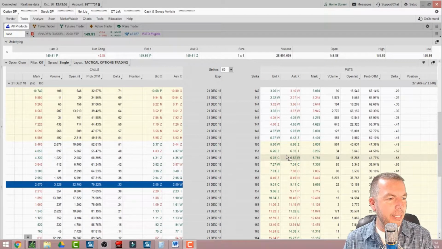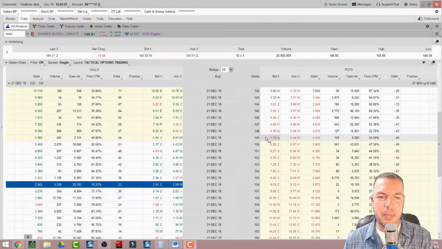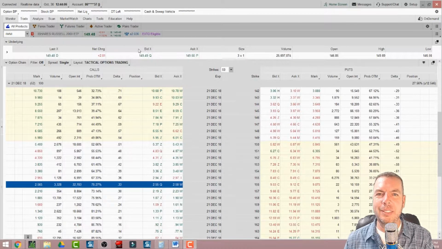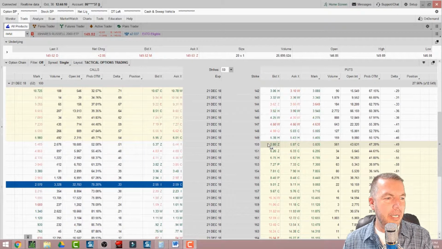All right, so let's go ahead and take a look at this trade here. Now let's say, where are we trading at here? We're trading at about 149.50 right now. You can see that we're trading about 149.50. So let's just call it 150. So we're going to come in here and sell the 150.